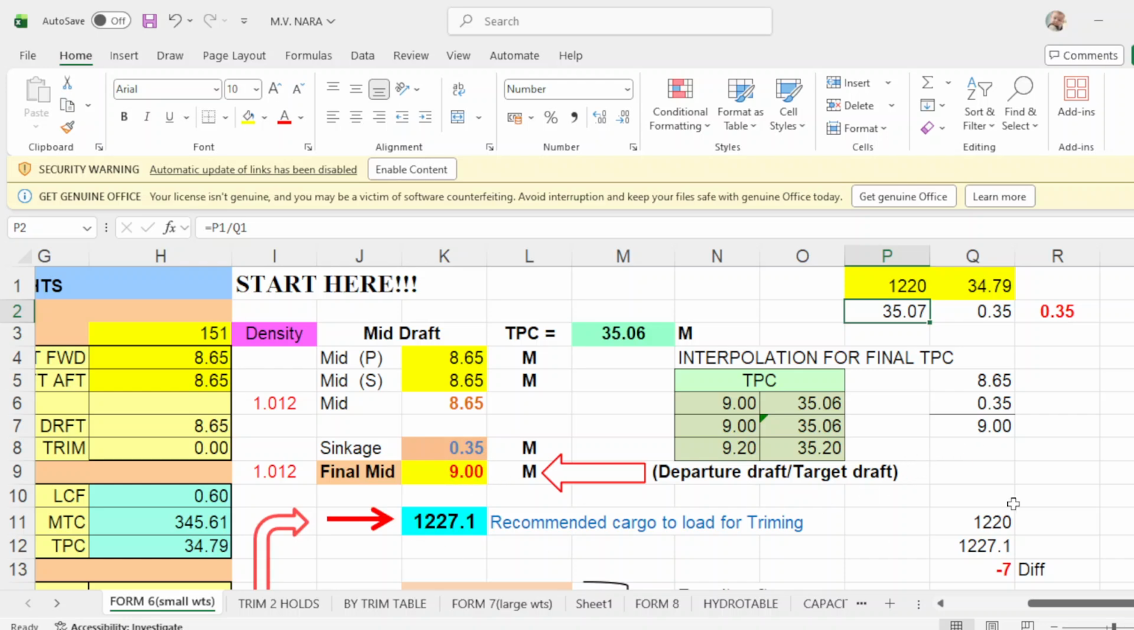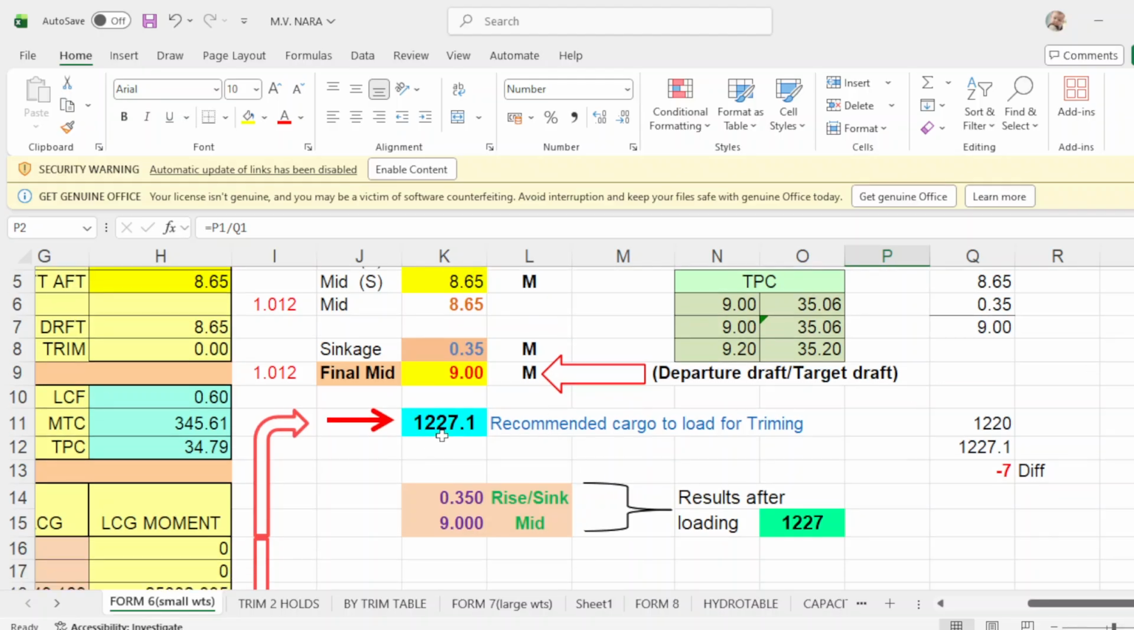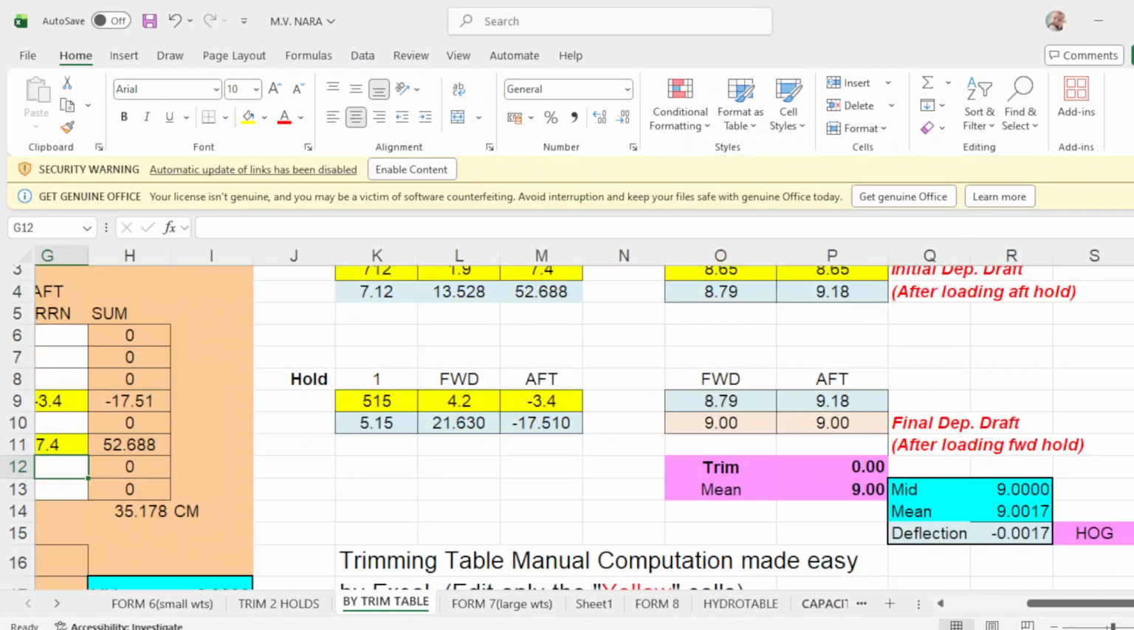Okay, but as recommended by this program, you use 227.7, which is this one. This is exactly 9 meters here, and your sinkage of 35. Okay, so we have already this trim table that we have already the answer of forward draft is 9 meters, aft draft is 9 meters, and trim is 0, and mean draft is 0, and deflection is 0.